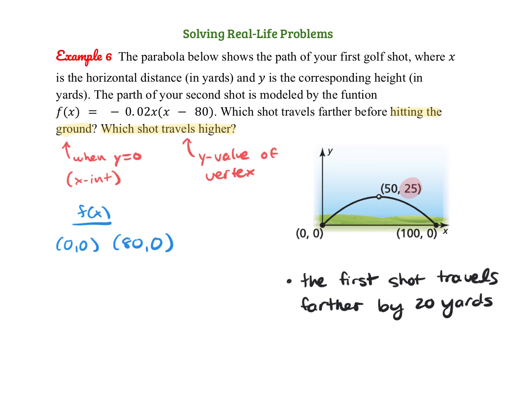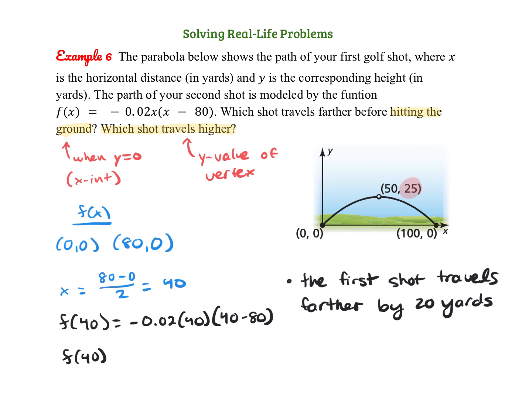So if we want to figure out for the second shot, we're going to need to find the vertex of f of x. So we can start by finding the x value of the vertex. So we want that halfway point. So it's going to be at 40, and then we can plug that in, f of 40, to find the y value of our vertex. Times 40 times 40 minus 80. So we can see the y value of our vertex would be 32. So our second shot travels 32 yards high.